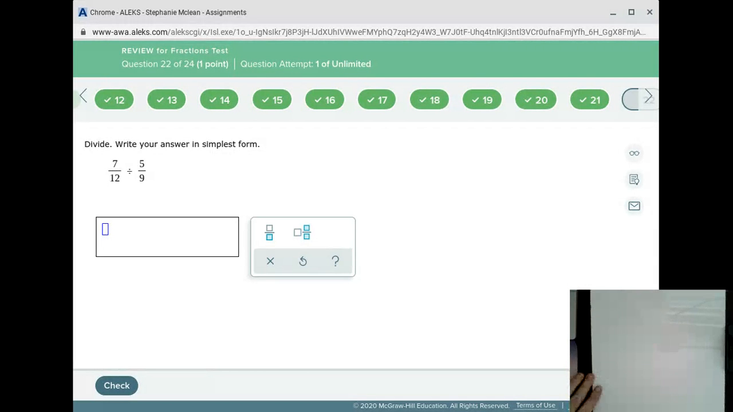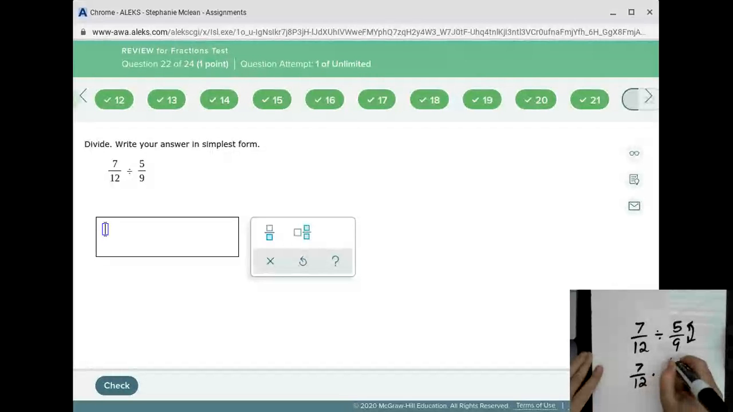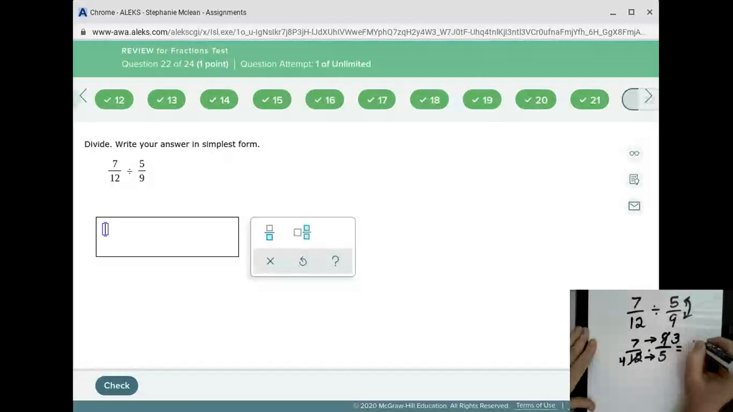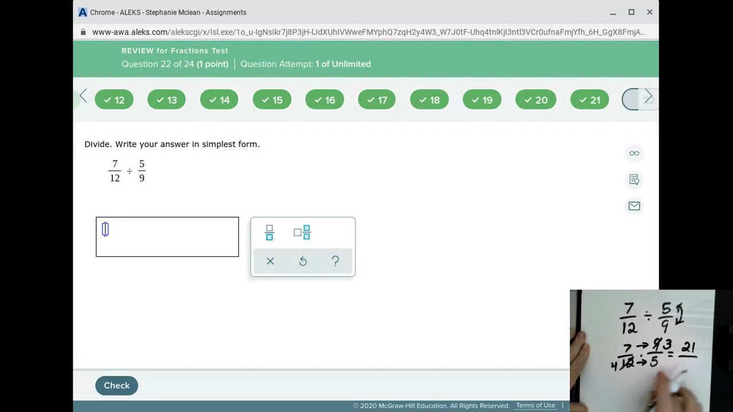All right, so another division one. I have 7/12 divided by 5/9. So you're going to flip the last one. So I have 7/12 times 9/5. Okay, 9 and 12 are both divisible by 3, so I'm going to reduce now. So 9 divided by 3 is 3, and 12 divided by 3 is 4. Then we multiply straight across. 7 times 3 is 21. 4 times 5 is 20.